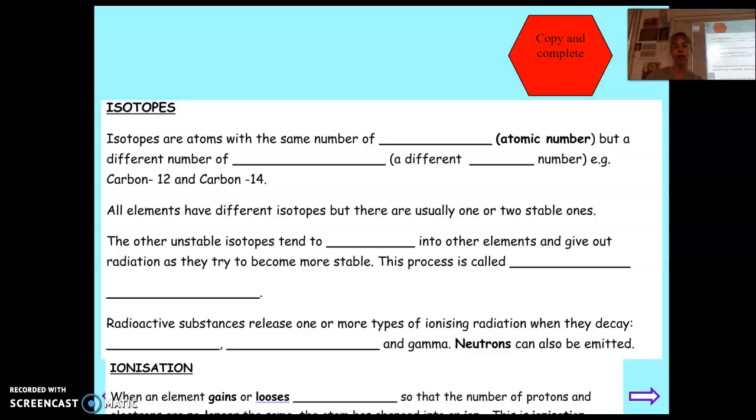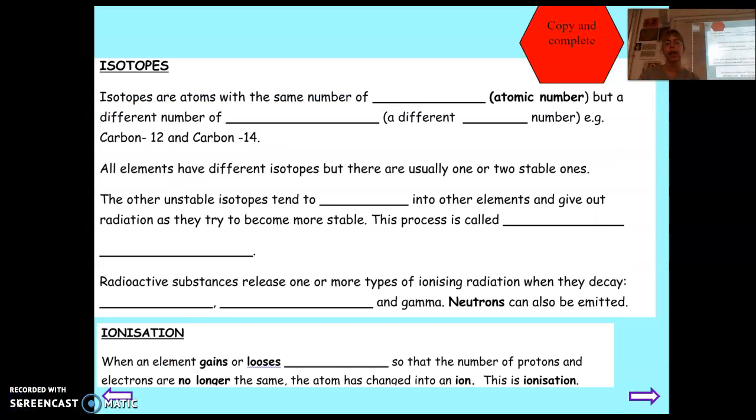Now, let's have a look at this, and I'm going to ask you all to copy this down, and we're going to complete the gaps, and that will bring us to the end of this lesson. So year 10s, for the final bit of notes we're going to make for today, we're going to talk about isotopes and ionization. So what I'd like you to do is copy this out and fill in the gaps. So it says over here, isotopes are atoms with the same number of protons.